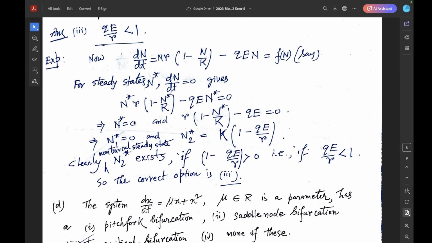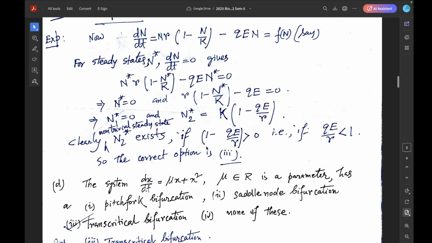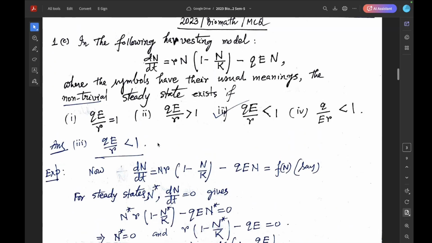So we have two steady states, n1 star equals 0 and the other, the non-trivial steady state n2 star, which from this equation equals k (1 minus q e by r). Clearly this non-trivial steady state n2 star exists if 1 minus q e by r is greater than 0, that is if q e by r is less than 1. So the correct option is 3.